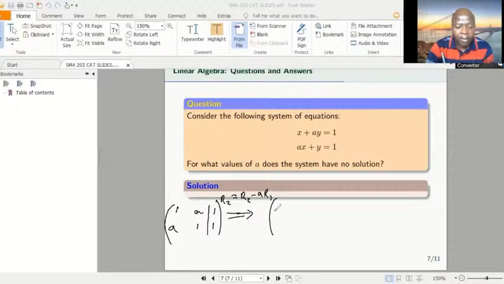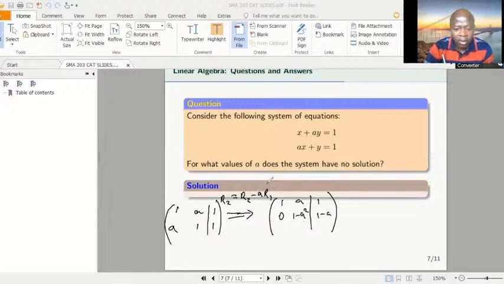So when that happens, row 1 remains the way it is, and then multiply this by A and subtract from this to get a 0. This by A, subtract from this to get 1 minus A square. And this by A, subtract from this, you have 1 minus A. And this is the echelon form of this matrix.